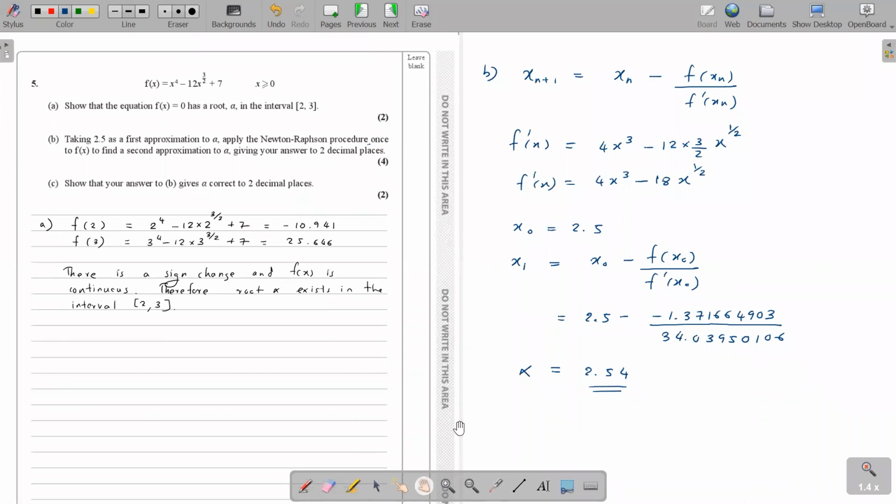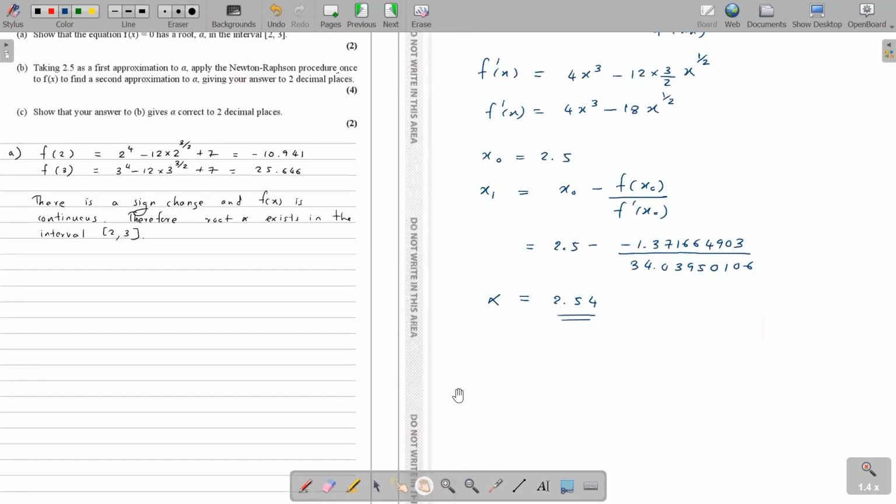Now you are the one who is going to decide the interval. They ask you to show that your answer to part B gives alpha correct to 2 dp. So now you have your alpha written correct to 2 dp here. In order to show that this alpha value is correct to 2 dp, write the relevant upper bound and lower bound that you learned. I mean, you have learned this in your O-level mathematics, right? Where you write the upper bound and lower bound relevant to 2 dp values.